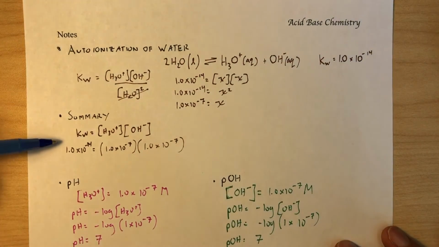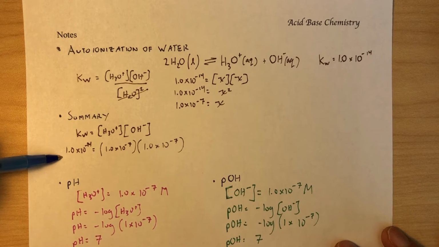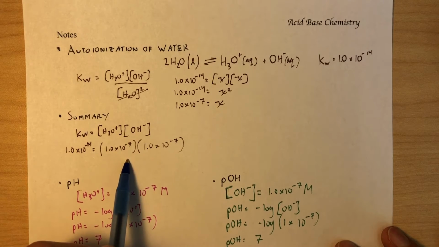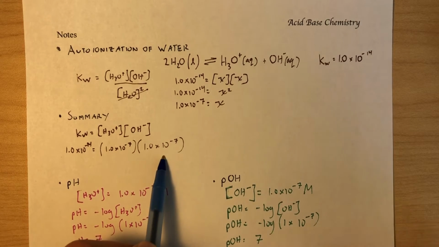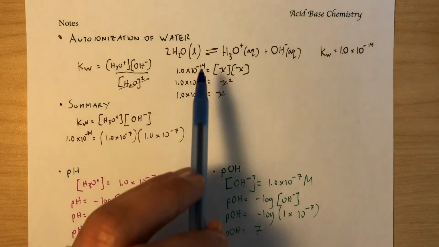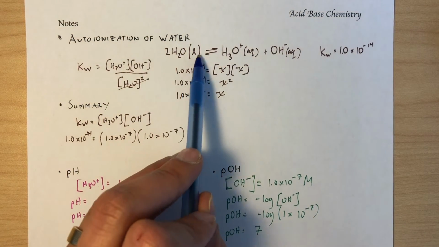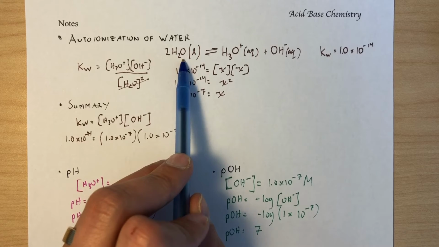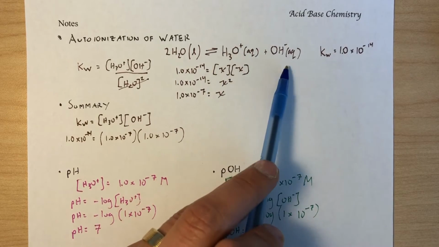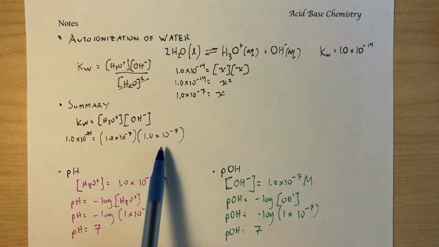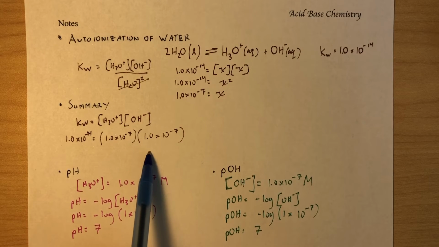Well, to summarize, so far we have Kw is equal to the concentration of our acid and our base. And that is equal to 1 times 10 to the negative 14, which is equal to 1 times 10 to the negative 7 times 1 times 10 to the negative 7. What this means is that you have water floating around, and at any given point, you have a certain amount of hydronium and hydroxide in solution. They're very, very small amounts, but they're still present.